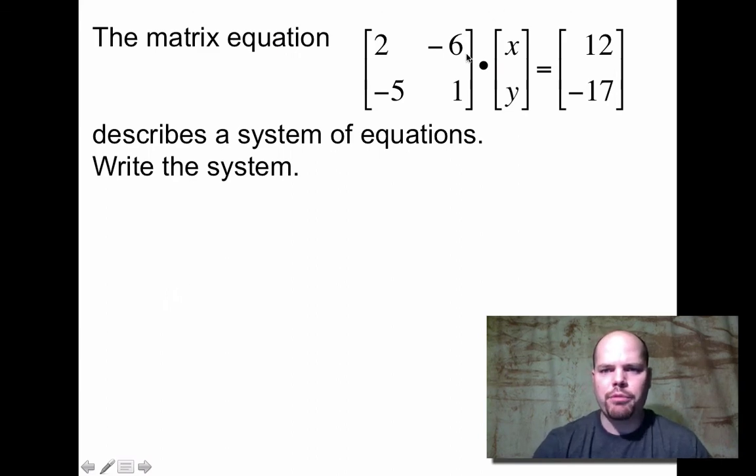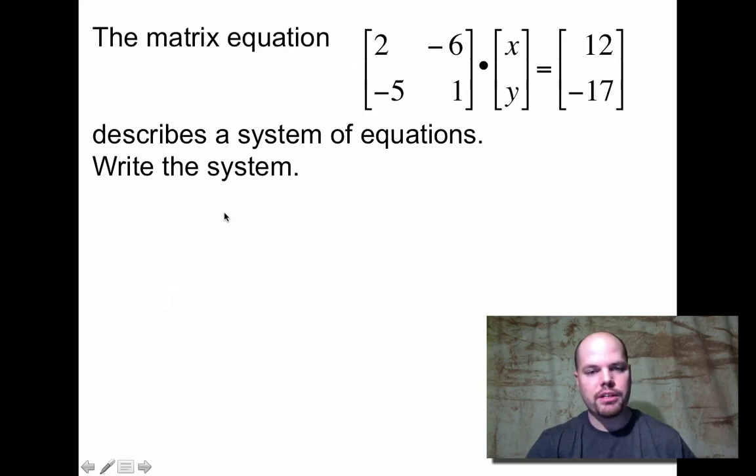All right, now what if we're given the matrix equation? It's a 2 by 2, 2, negative 6, negative 5, 1, times a 2 by 1 variable matrix x, y, and it's equivalent to a 2 by 1 matrix 12, negative 17. This describes a system of equations. What is the system? Let's write it.